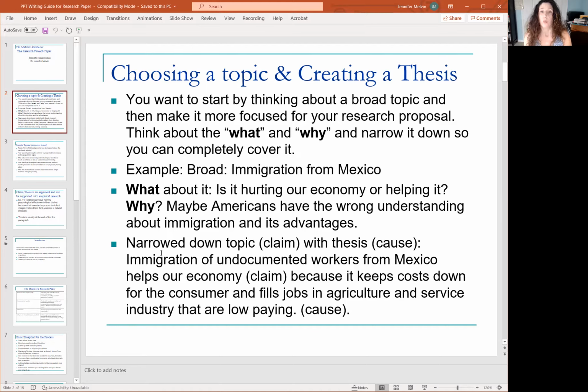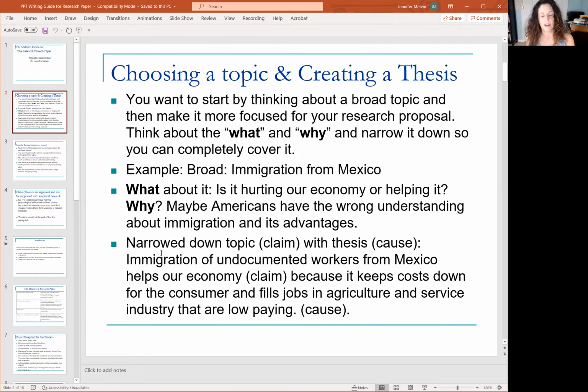The way to narrow down your topic is to come up with a claim and then have also a cause. So that's your thesis. So narrowing down your topic with a claim and then adding a cause.